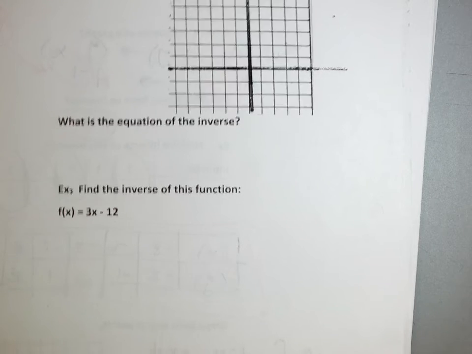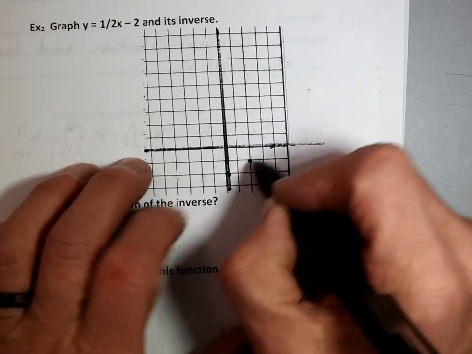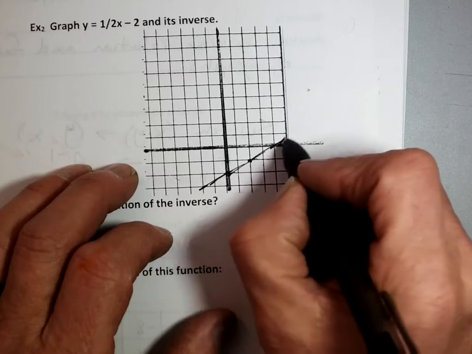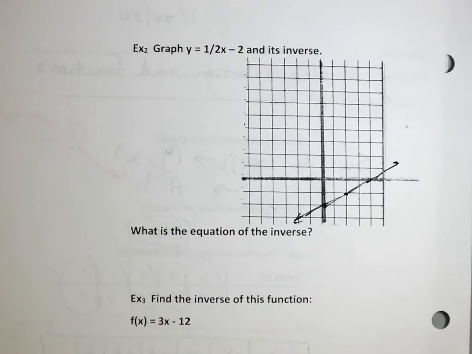All right. Okay, so start at -2, up 1 over 2, up 1 over 2, right? Now, here's another way to find its inverse.